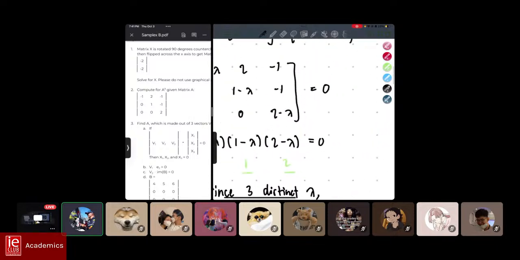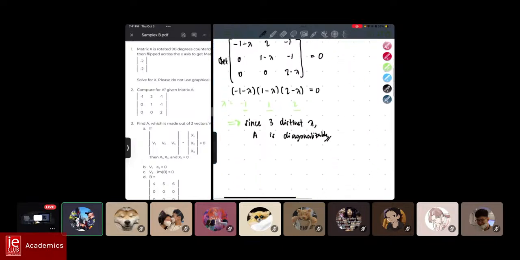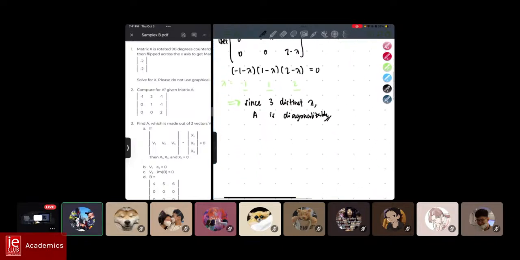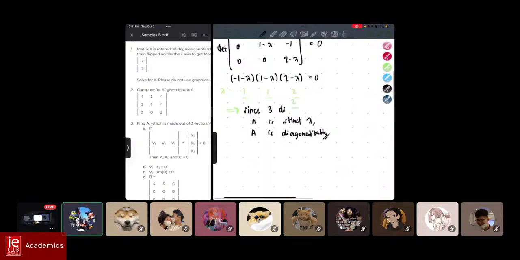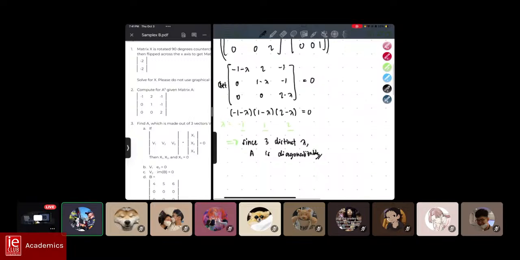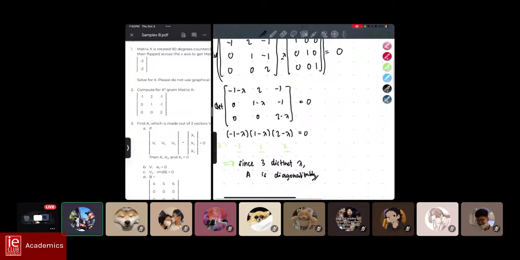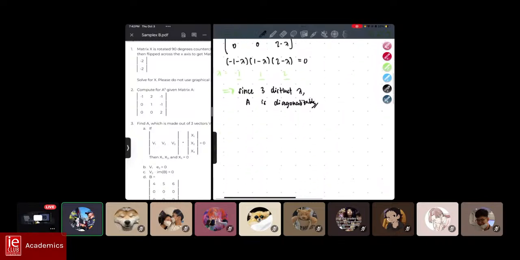Okay, so now we can proceed to doing the full method for diagonalization. Now we have our eigenvalues, so now we can find eigenvectors. It's just a matter of plugging in the eigenvalues that we found into the function and then multiplying it by x such that you get 0.